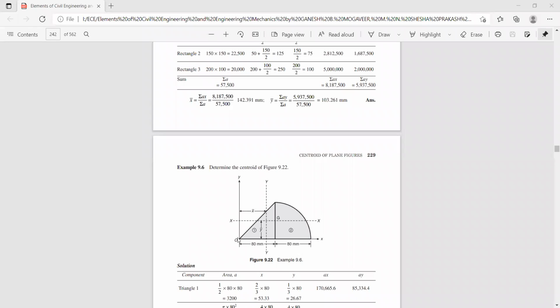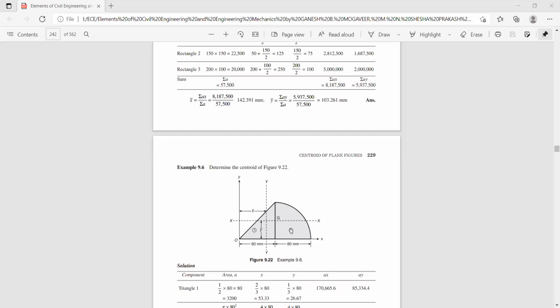Next, you want the values of x1 and x2. This is the center of the triangle, so we need this distance x1. From the apex it is at a distance 2b by 3. This is 80, so 80 by 3. So x1 is 80 by 3, that is 2h by 3. 2 into 80 by 3, because it is measured along from the apex. So it is at a distance 2h by 3 or 2b by 3. So that is 2 into 80 by 3.